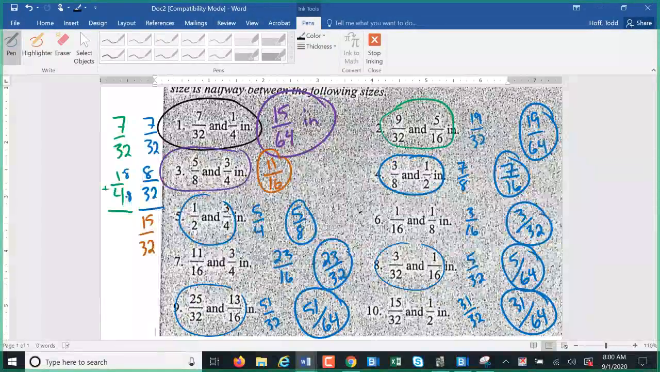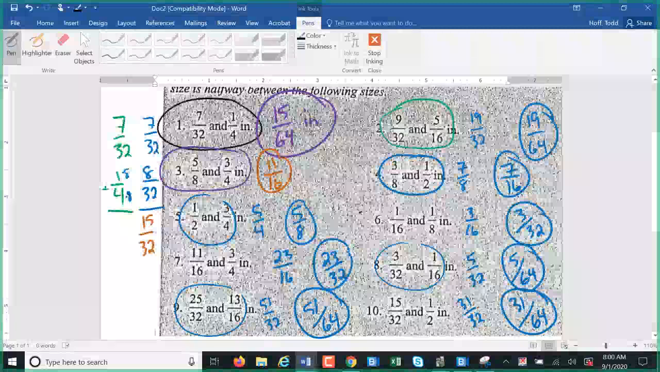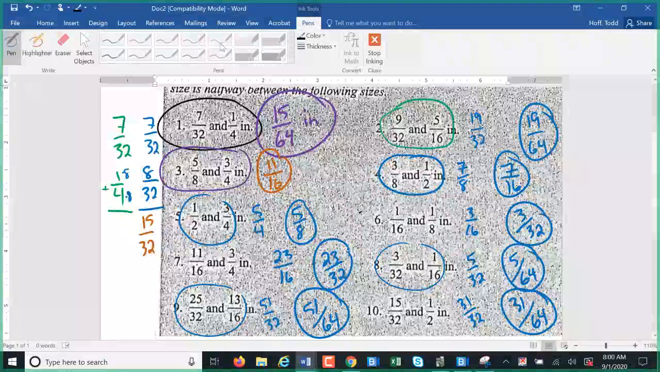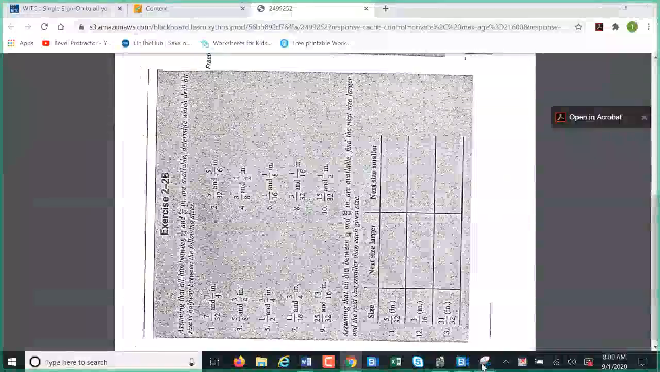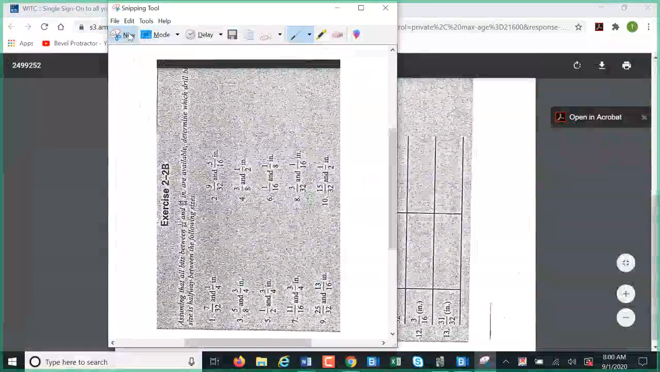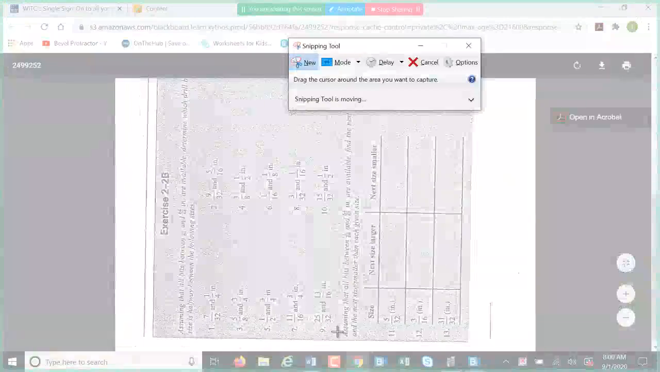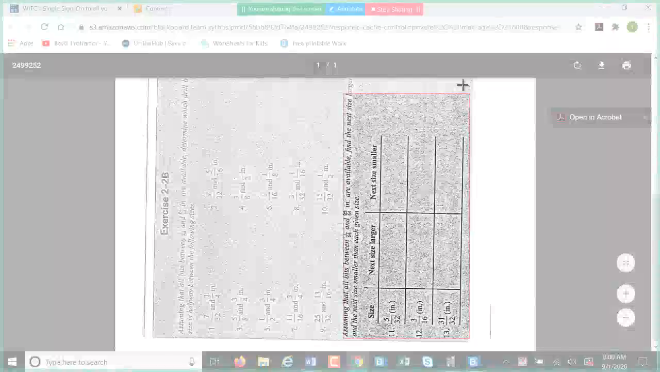So the next process, wrong mouse. The next process we're looking at is finding the next size up and the next size down. Copy a little bit of this here, over.